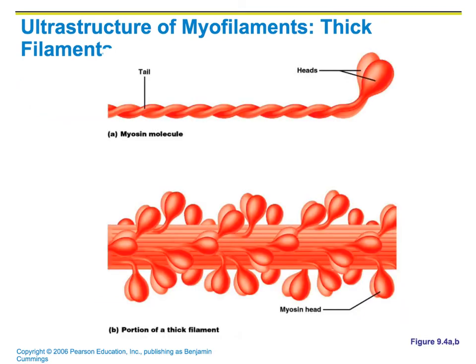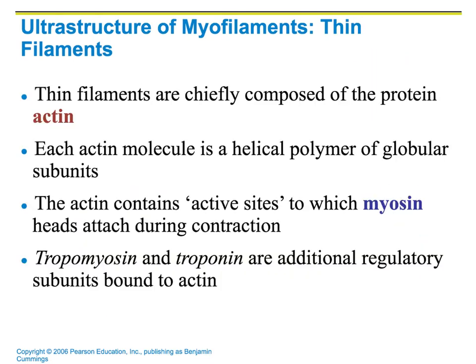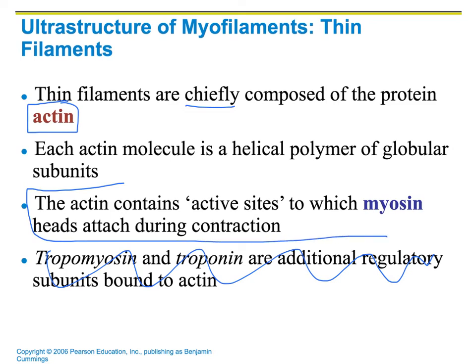So here's your hockey stick. That would be one myosin. So a thick filament is actually a large pile of hockey sticks thrown down. The thin filament is composed chiefly of the protein called actin. Its other components, I'm not going to hold you responsible for their names at this moment. The point here is there are active sites on the actin, which allow the myosin heads to attach to it. That's very important.